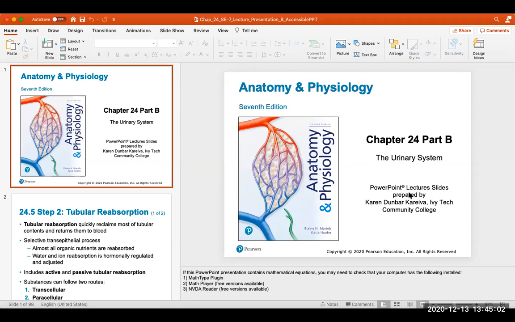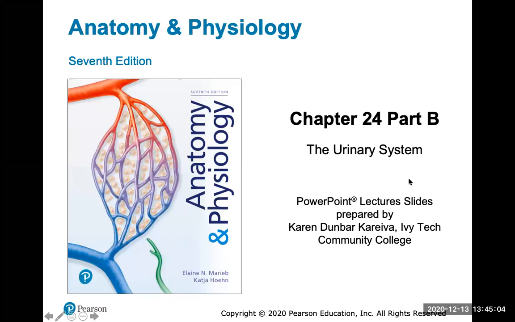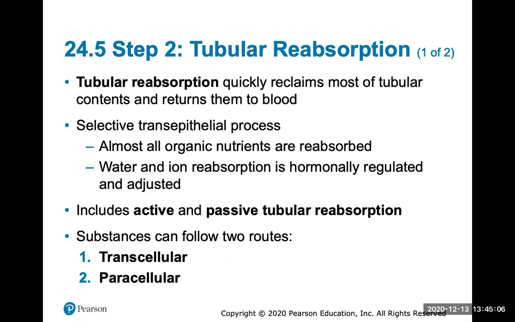So this is part B of the urinary system. We talked a little bit about filtration as kind of the first step in urine formation, and now we're in step 2, tubular reabsorption, which will quickly reclaim most of the tubular contents and return them to the blood. It's a selective transepithelial process where almost all organic nutrients will be reabsorbed back into the systemic blood circulation. Water and ion reabsorption is hormonally regulated and adjusted.